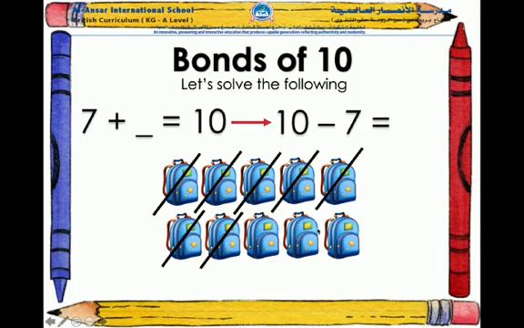How many did we not put a line through? And that is our answer. 1, 2, and 3. So 10 take away 7 equals to 3. You can also check your answer by adding this number to your addition problem. And now saying 7 plus 3 equals to 10.